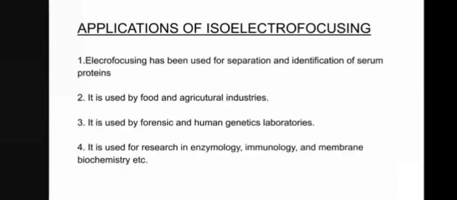Applications of isoelectric focusing. Electrofocusing has been used for separation and identification of serum proteins. It's used by food and agriculture industries. It's used for forensic and human genetic laboratories. It's used for research in enzymology, immunology, and membrane biochemistry.